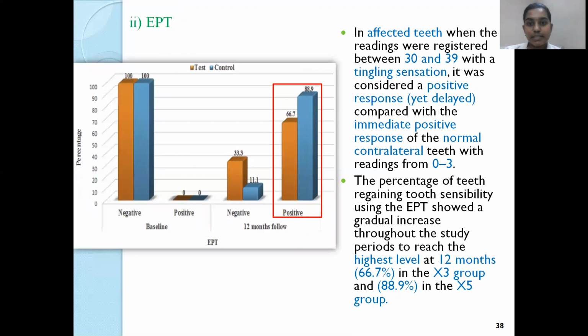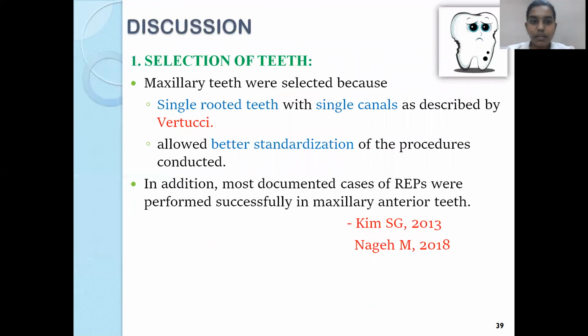In the EPT result, in infected teeth, when the readings were registered between 30 and 39 with a tingling sensation, it was considered a positive response, compared with the immediate positive response of the normal contralateral teeth with the readings from 0 to 3. The percentage of teeth regaining tooth sensibility using the EPT showed a gradual increase throughout the study periods to reach the highest level at 12 months, that is 66.7% in the test group and 88.9% in the control group. Now let's see the discussion.